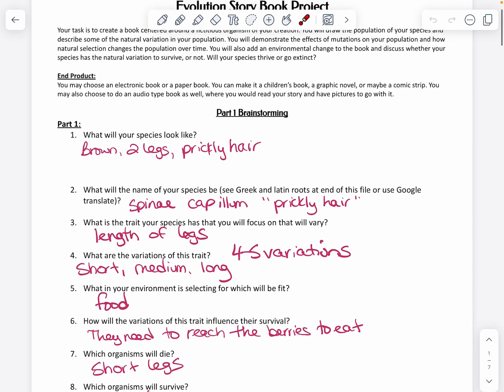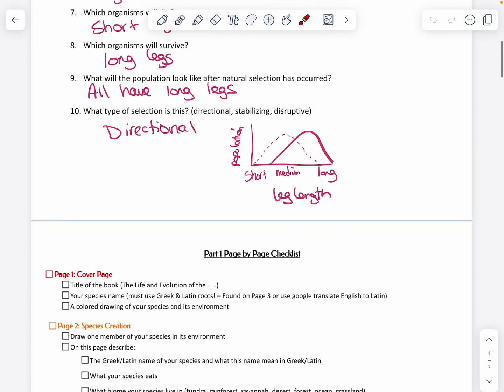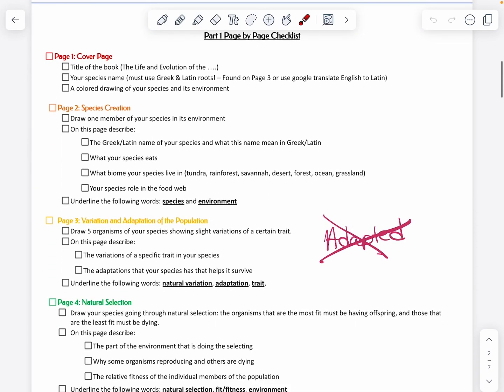That was this here, where you had to tell me what your species looked like and where it lived, and what one trait you were going to vary and what all those variations were. What's going to do the selecting? Something in the environment, something like weather or climate, food, a predator, being able to catch their prey. Something was going to select for which of those variations, those traits, were going to be best. And then you tell me what's going to be best and why, what's going to die off and why. And then that last question was about the graphs that we just talked about.